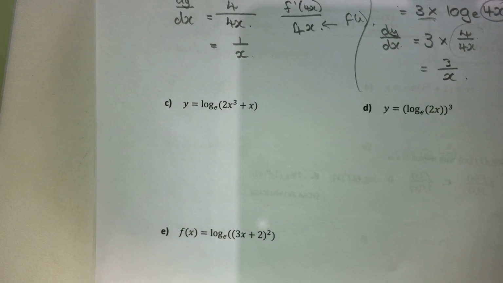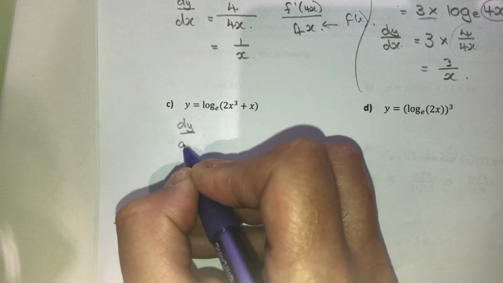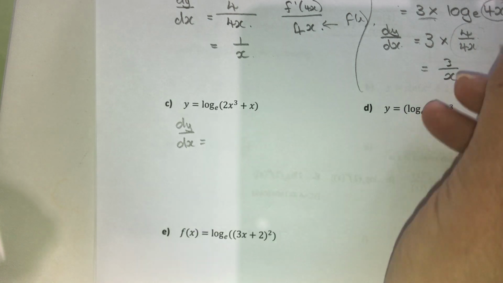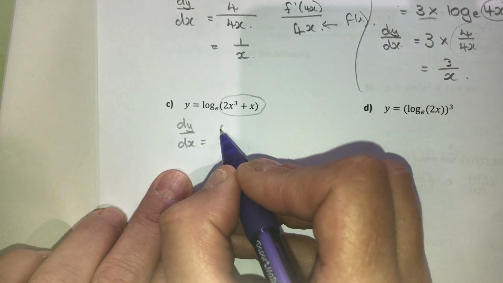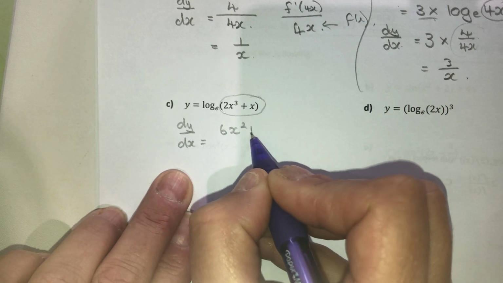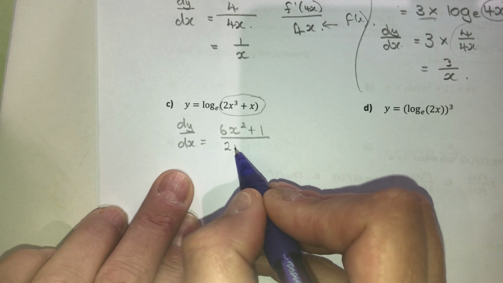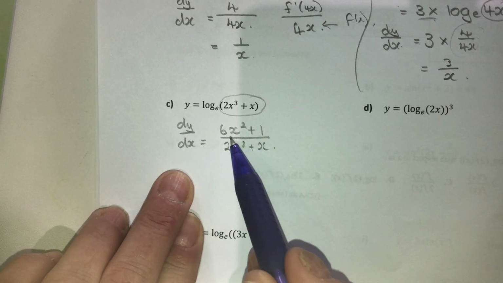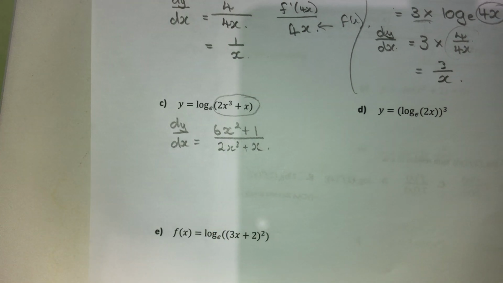All right, so next one, dy dx equals, on the top we want the differentiation of what's inside the brackets, so this is going to become 6x squared plus 1. On the bottom is just the original. Now you can see there's no common factors, so we can't in fact go any further than that. That's the end of the question.